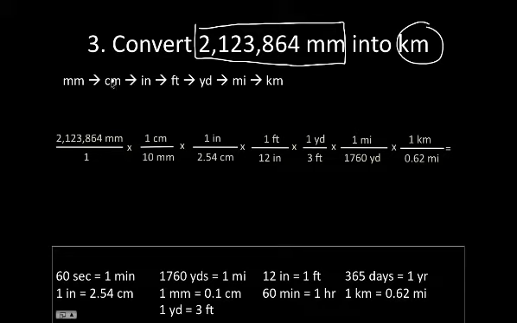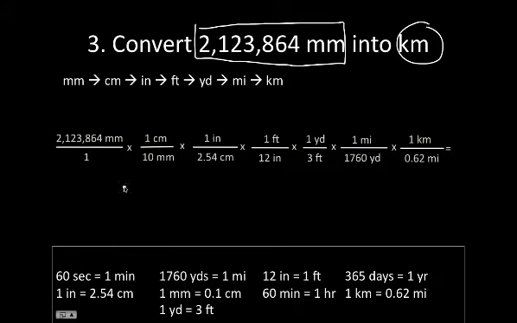I built my map: millimeters into centimeters, centimeters into inches, inches into feet, feet into yards, yards into miles, miles into kilometers. I did that by looking down here to look for relationships. Millimeters brought me into centimeters right here. Centimeters brought me into inches right over here. And then inches brought me into feet right over here. And then feet brought me into yards over here. And then yards brought me into miles right above it. And then miles brought me into kilometers, the very last one.